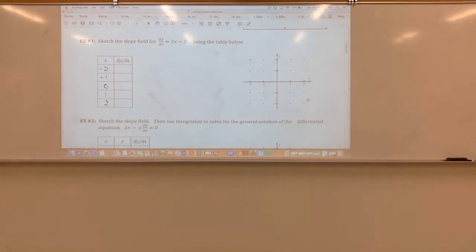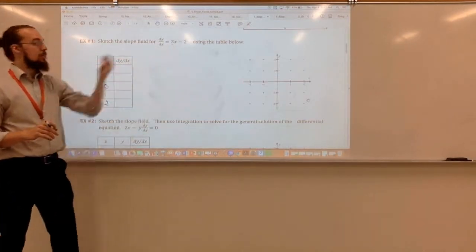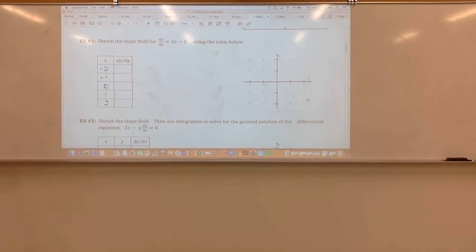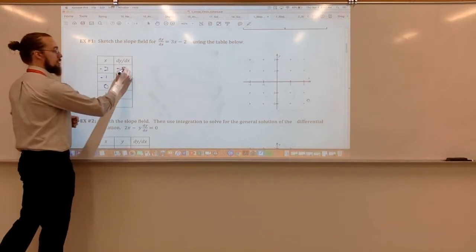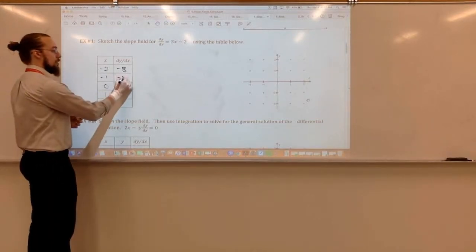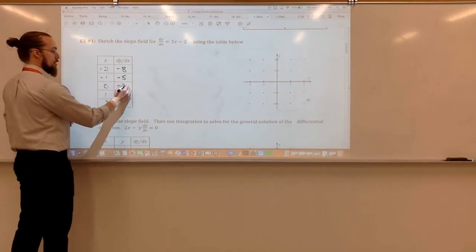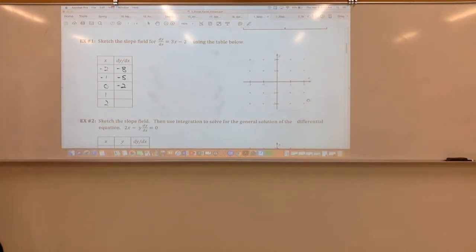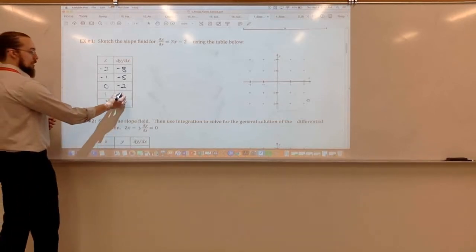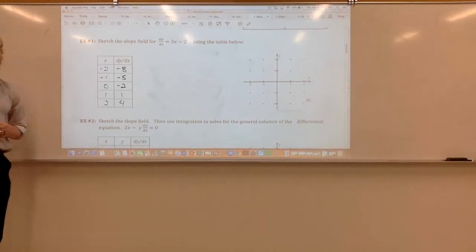If I plug in these x values, if I plug -2 into my dy/dx, 3 times -2 minus 2 is -8. If I plug -1 in, I would get -5. If I plug 0 in, -2. If I plug 1 in, I would get 1. 2 in, I would get 4.